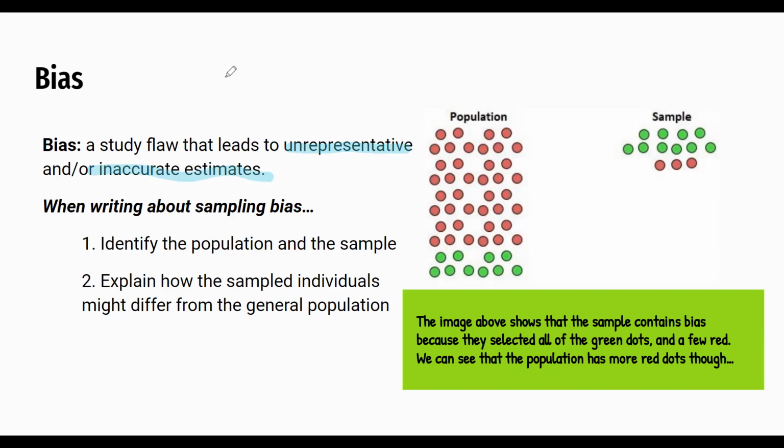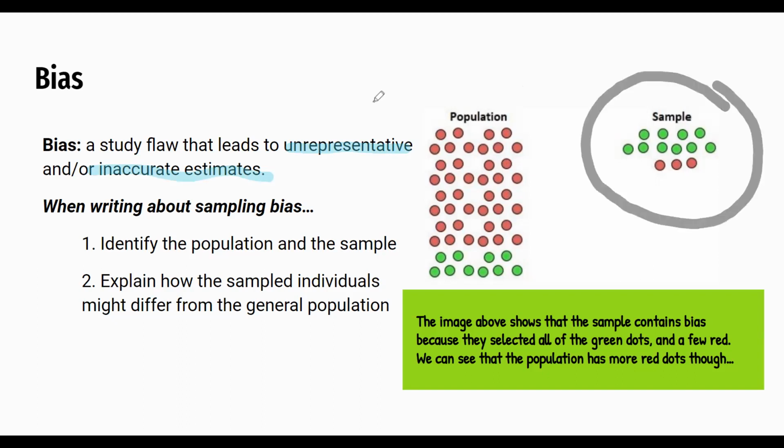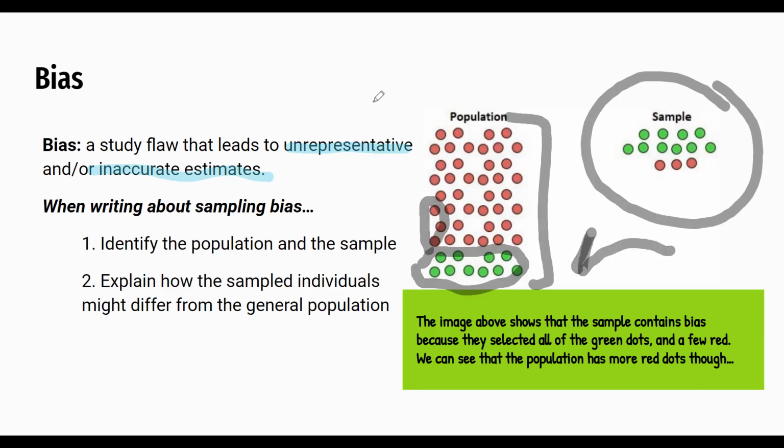If we were to select a sample, like the sample on the right, this sample has inherent bias because from the entire population on the left, in our sample, we have selected all of the green dots, every single one, and then 3 more red ones, and are saying that this sample represents the viewpoints of that population.